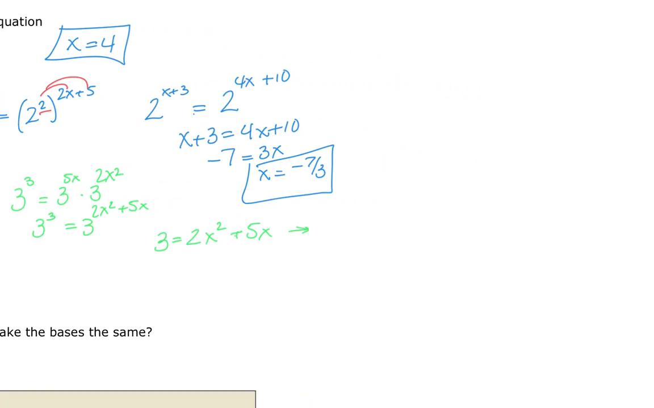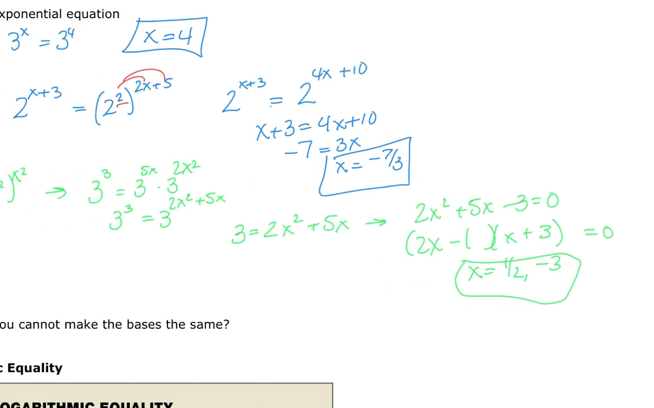And we are going to solve this as 2x squared plus 5x minus 3 is equal to 0. This factors into 2x and x is equal to 0. 3 goes here, 1 goes here, a plus and a minus. So I get x is equal to 1/2 or x is equal to -3.